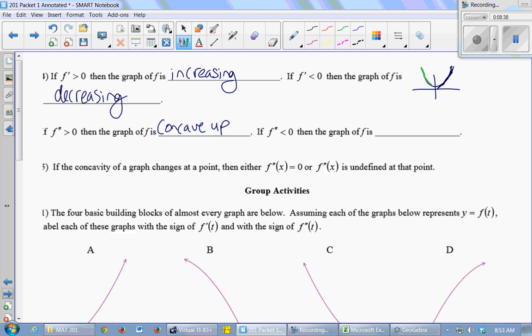So just like in this picture here, I'll draw it again. Here my tangent lines are getting steeper and steeper and steeper and steeper. So that means f prime is increasing, which means f double prime has to be positive and f is concave up, as you can see. So if f double prime is negative, that means that f prime is decreasing. The tangent lines are getting less and less steep, right? So what does that tell you about the concavity? Concave down.